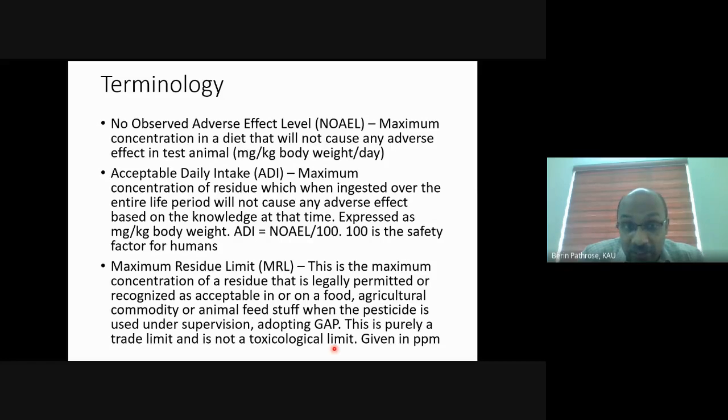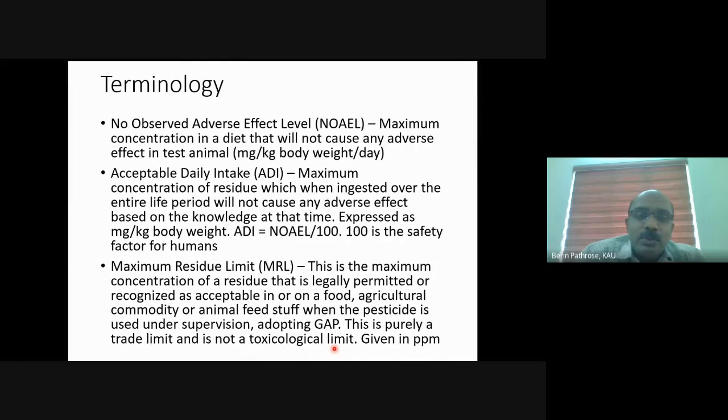acceptable daily intake. Are you clear now what is acceptable daily intake? I'll come to the definition later. Are you clear on the concept of acceptable daily intake? Yes. So I will give the definition.